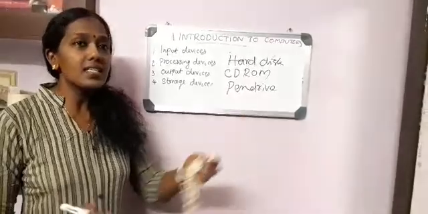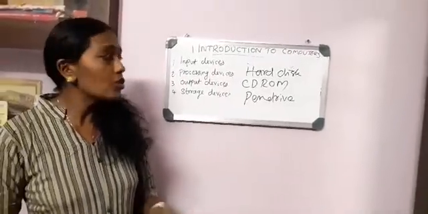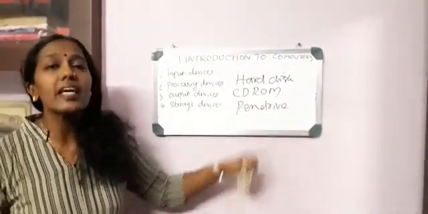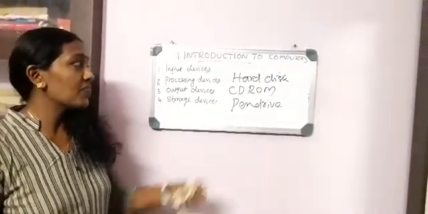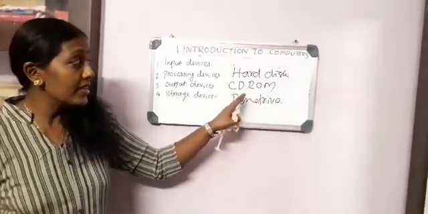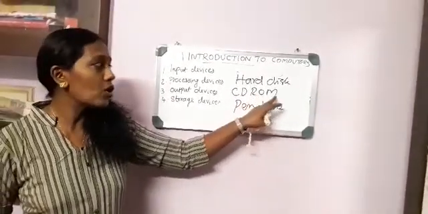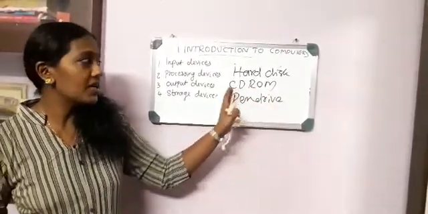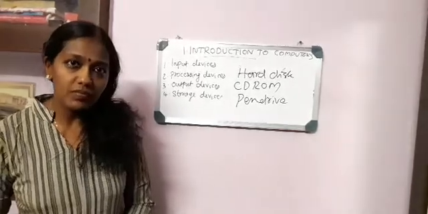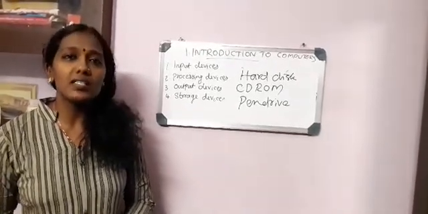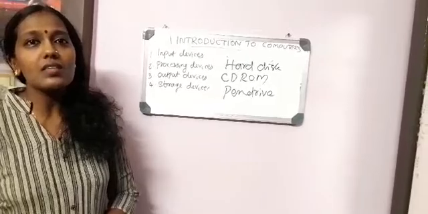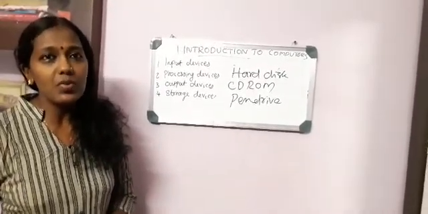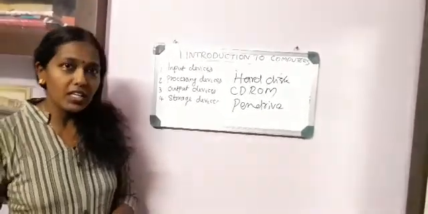So what about hard disk, children? Hard disk is used to store the information permanently. It is a secondary storage device. What about CD-ROM? CD-ROM, compact disk read-only memory. Pen drive. Everybody is having a pen drive nowadays, right, children? Usually nowadays it is also known as a USB drive. It is inserted in the USB port. So that is about storage devices.